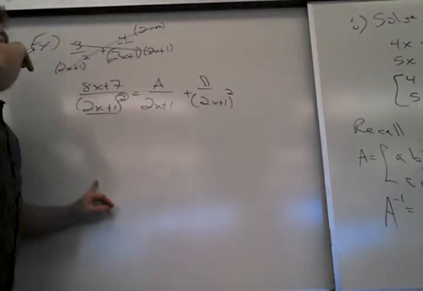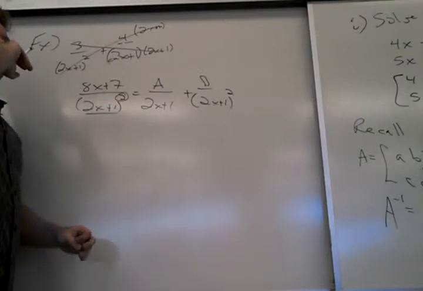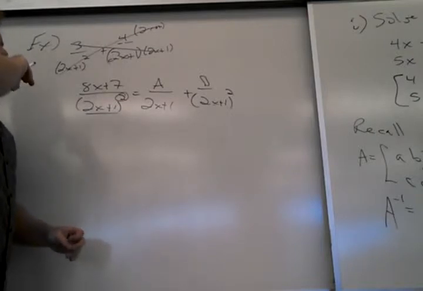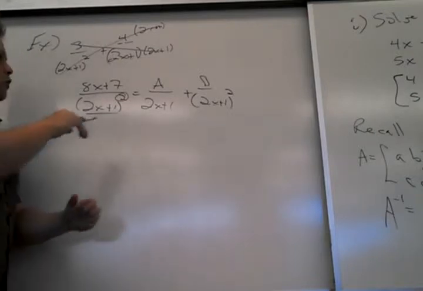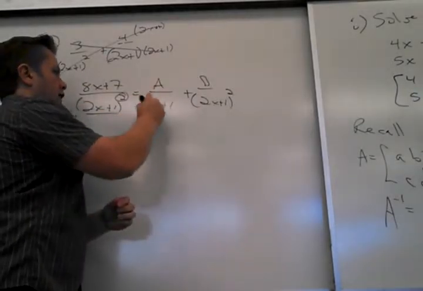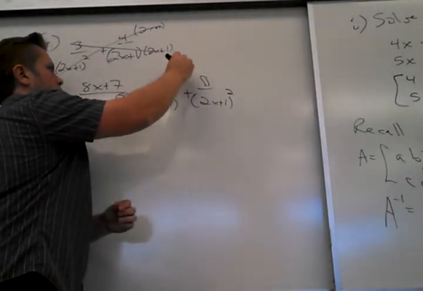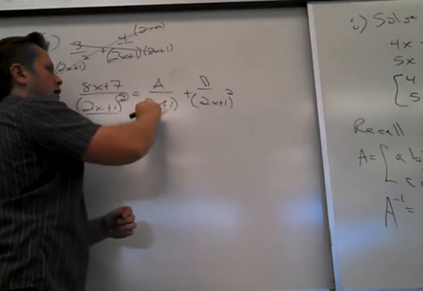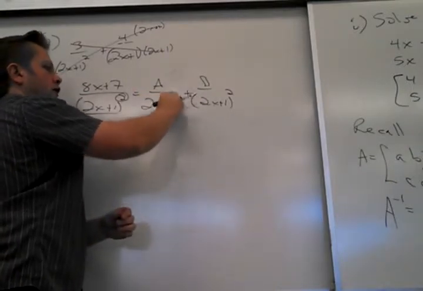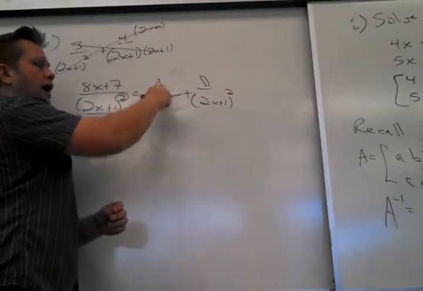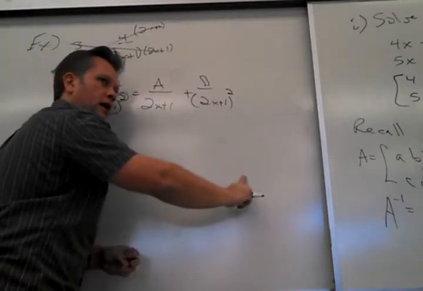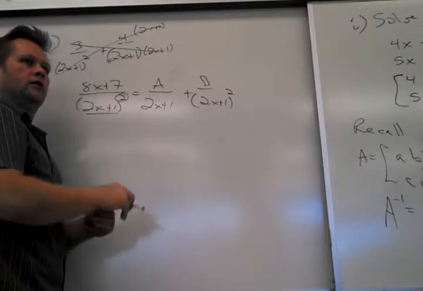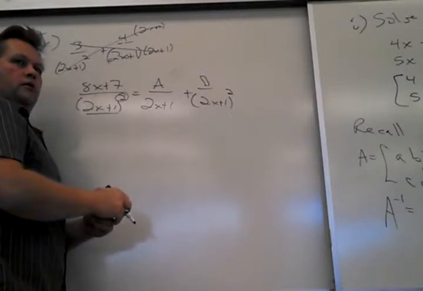Yes, sir? Why couldn't the A have underneath it a squared as well? Like, how would you know that? No, because then what you really would have is A times 2x plus 1. You have to allow for it. If you do the math, A might come out to be 0, and the math is telling you, you really didn't need that. Okay, maybe.